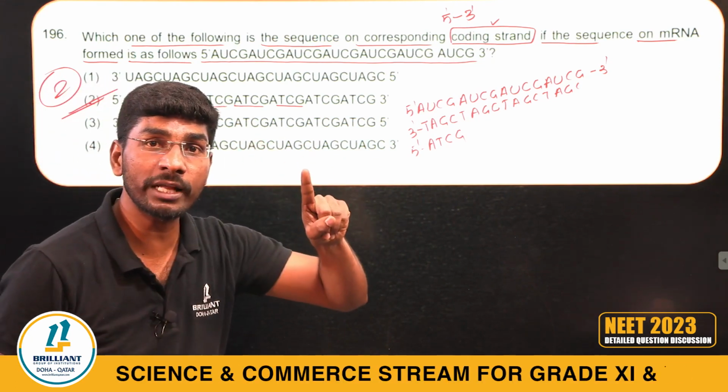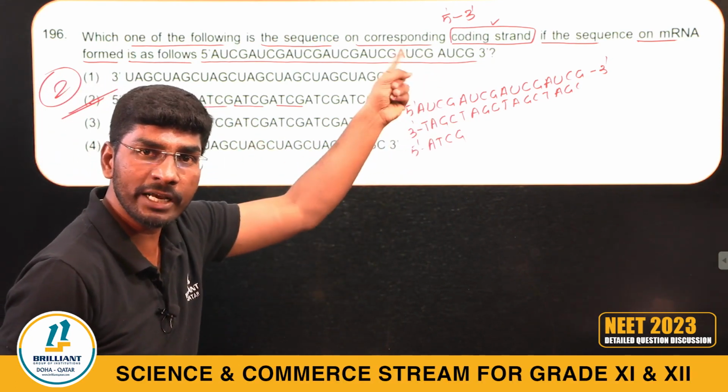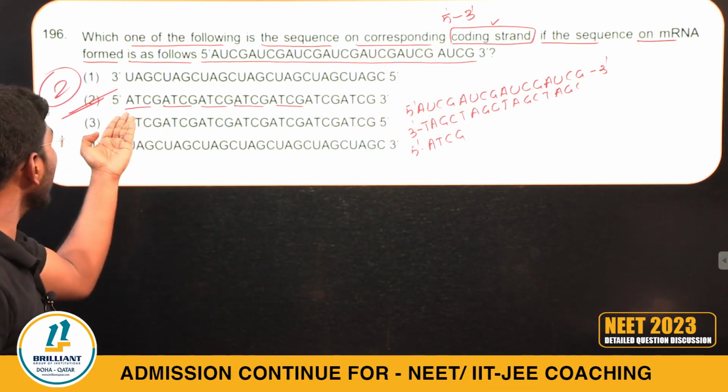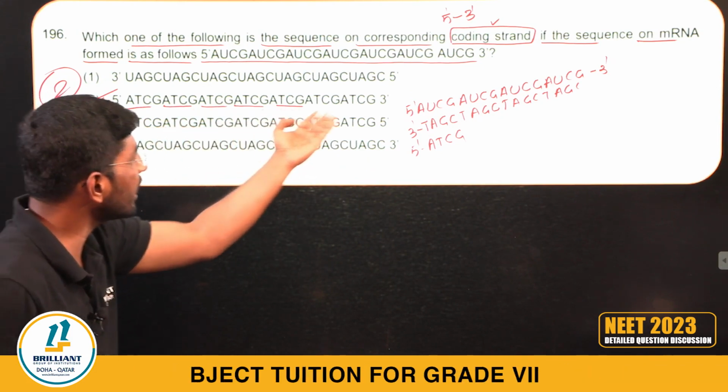They are not asking you to write the mRNA. The mRNA is already given. So they are asking you to write the coding strand. The answer will be A T C G, A T C G, A T C G, A T C G.